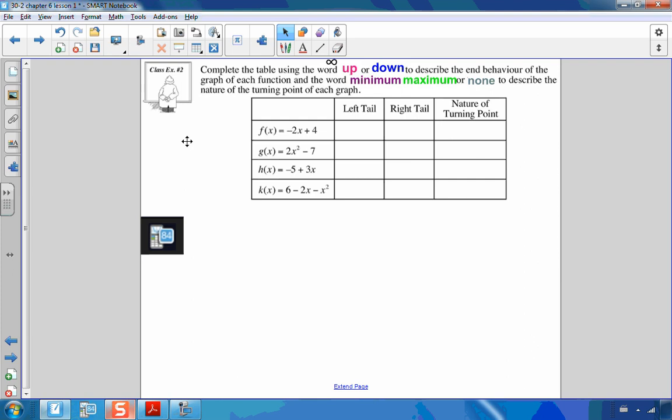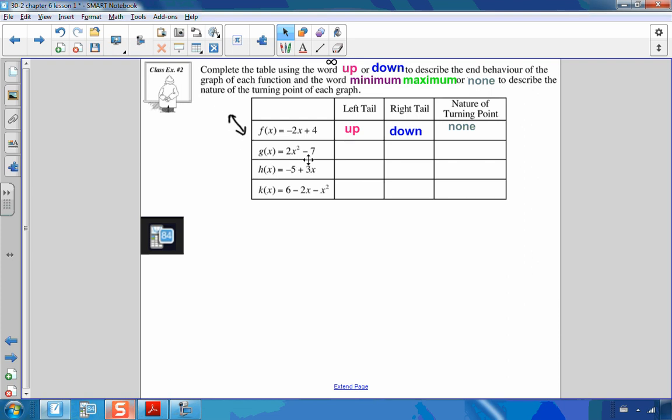Okay, let's look at some equations here, using what we know about all of these. So f of x is negative 2x plus 4. That is a linear graph with a negative leading coefficient. That is a line with a negative slope, so it's going to look something like that. So looking at my equation here, my left tail is going to be pointing up and my right tail is going to be pointing down. The nature of the turning point: linears have no turning point. They just extend infinitely in both directions.